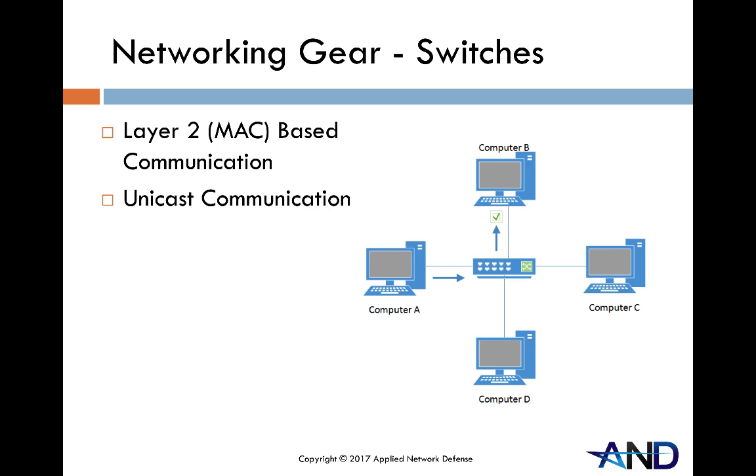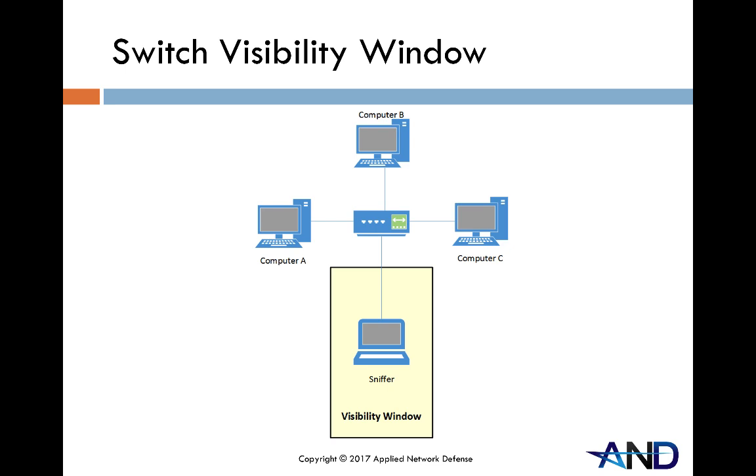Now, while it's more efficient and better from a security perspective, it also makes it harder for us to collect packets. Whereas with a hub, you could just plug in and see all the communication between all the hosts, switches are a little bit different. Therefore, our visibility looks a lot different too. For hubs, our visibility window covered everything. For switches, our visibility covers only the sniffing device.